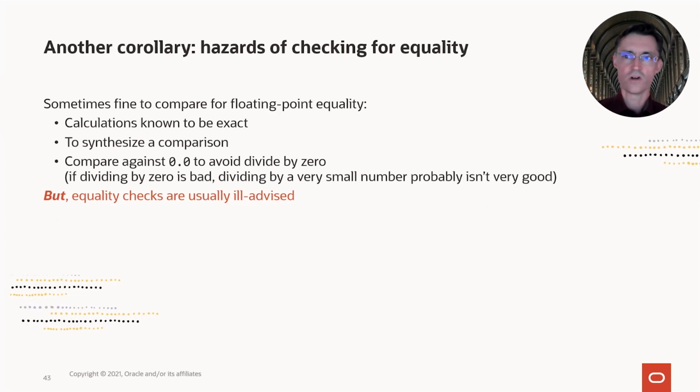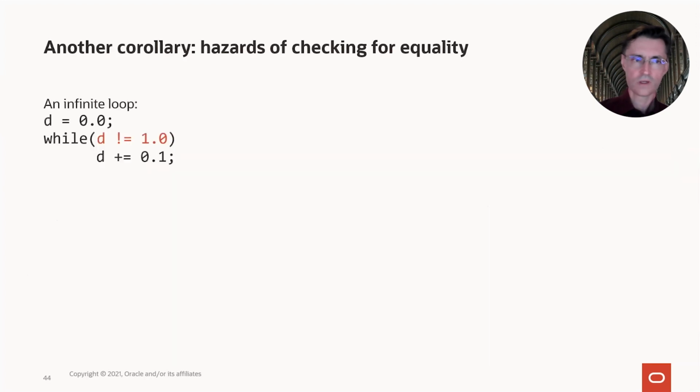Another thing to watch out for is checking for equality. Sometimes it is fine to check for equality. It's usually a little suspicious. One case it's okay is avoiding divide by 0. However, if dividing by 0 is bad, dividing by a small number usually isn't very good either. So if you're not careful, it'd be easy to write an infinite loop in floating point.